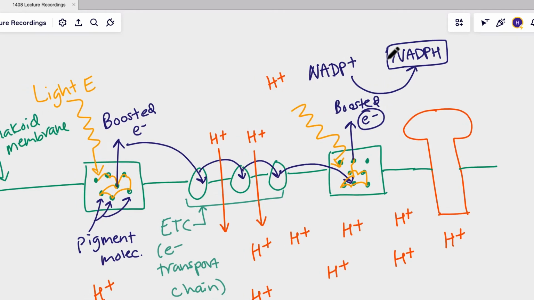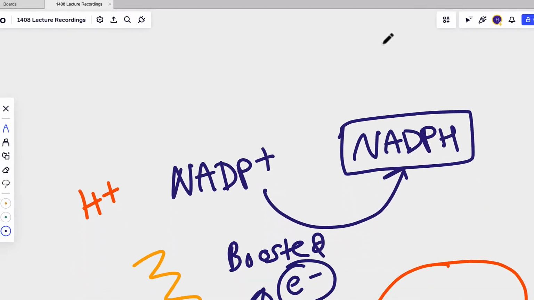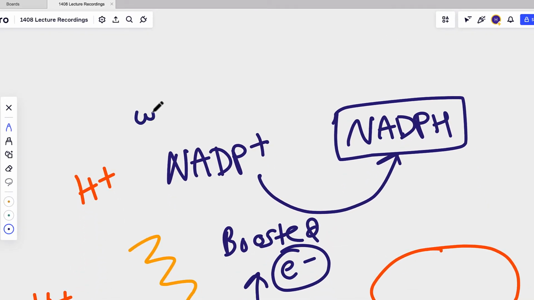So the NADP+ is the version without electrons. Let's do it in a different color. Let's write it with purple. Okay, and you can think of this as the empty cab.